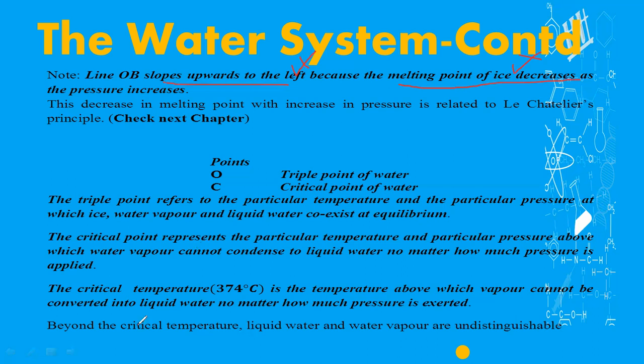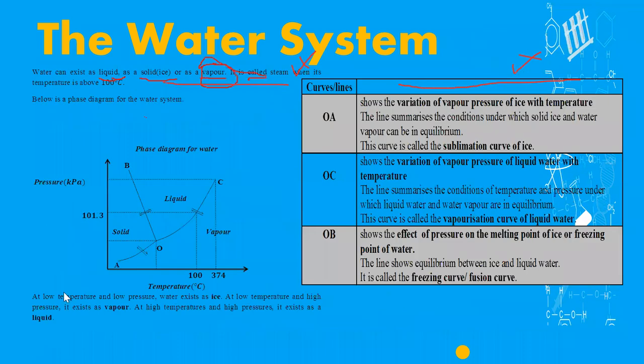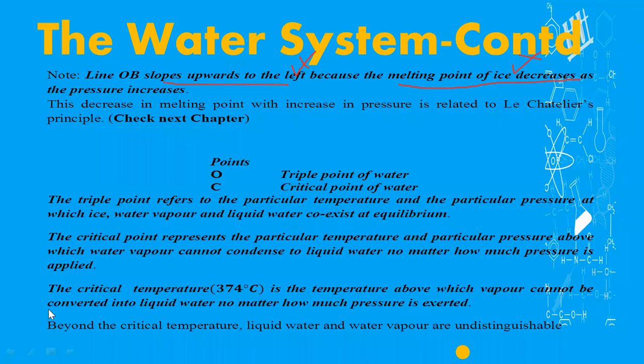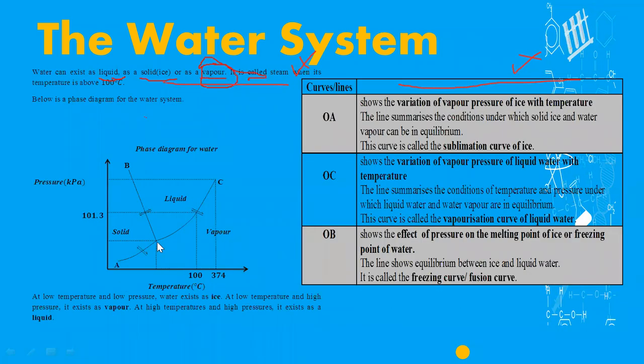Which points are those? We have point O. Point O is this point here. This point O is called the triple point of water. Is everybody able to see that point? Yes, teacher. This point O here is called the triple point of water. We are going to see what a triple point is.